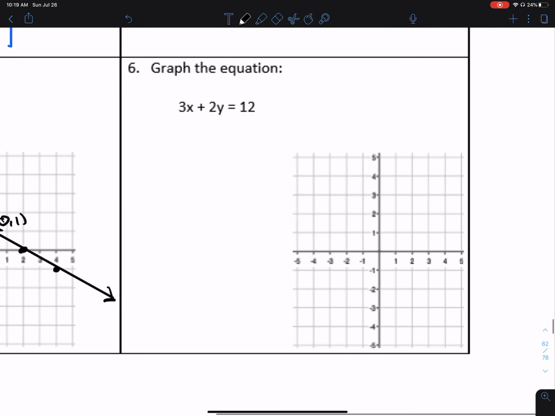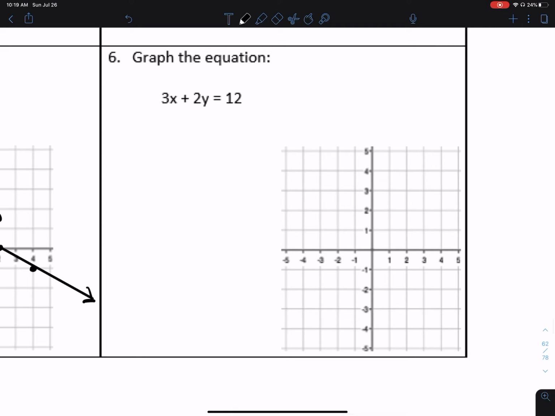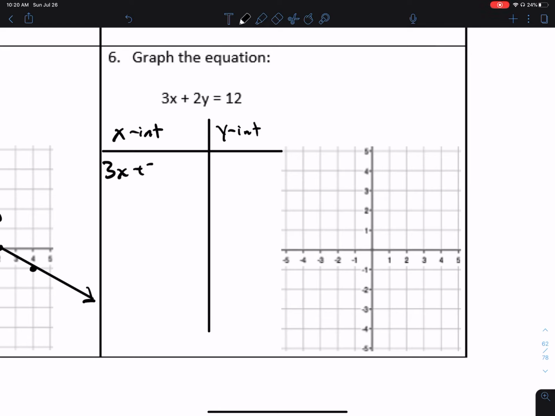Number 6, we could put this in slope-intercept form, but since it's in standard form, maybe it's easier to just graph this by using the intercepts. Both the intercepts, x-intercept and the y-intercept. To find the x-intercept, where it crosses the x-axis, you put 0 in for y. Because any place on the x-axis, the y value is 0. So that's 3x plus 2 times 0 equals 12. So 3x is 12, x is 4. This crosses the x-axis at 4.